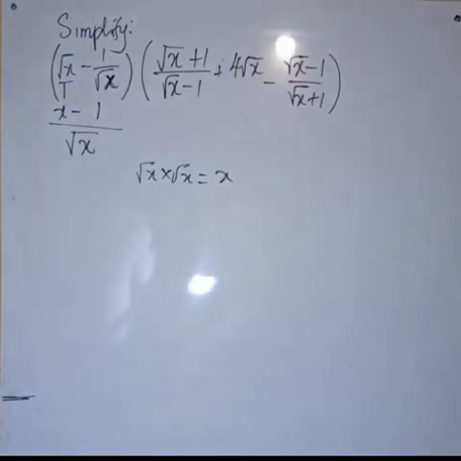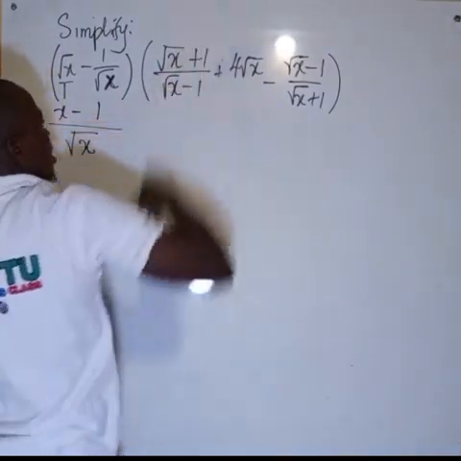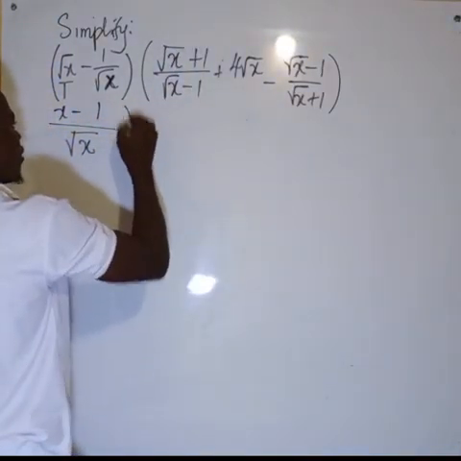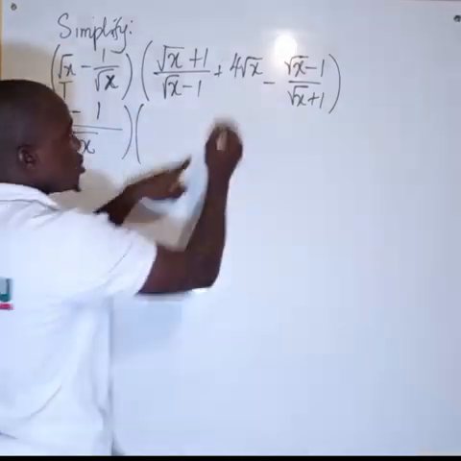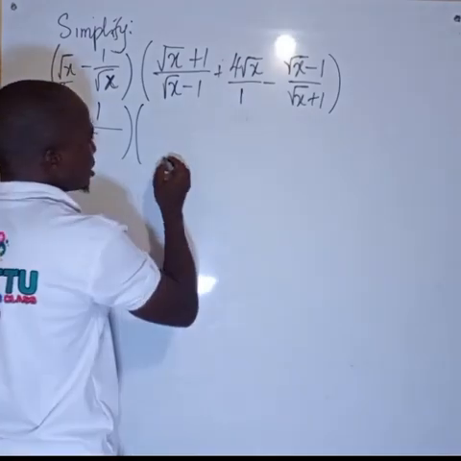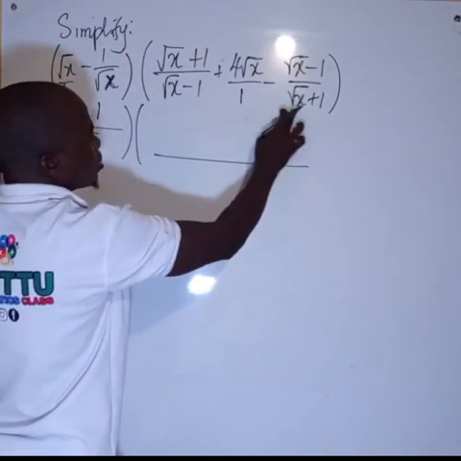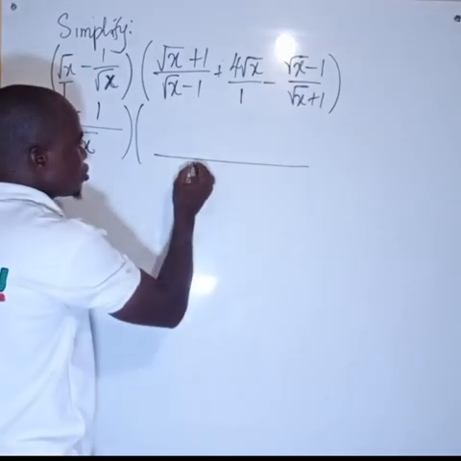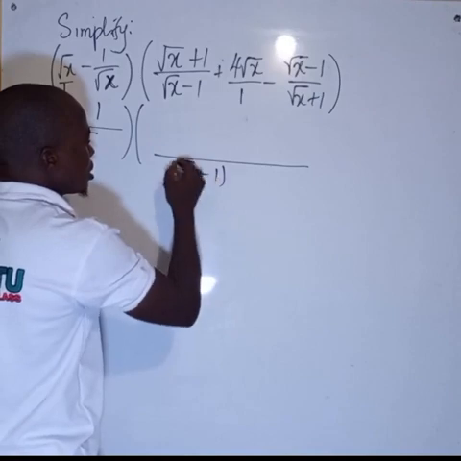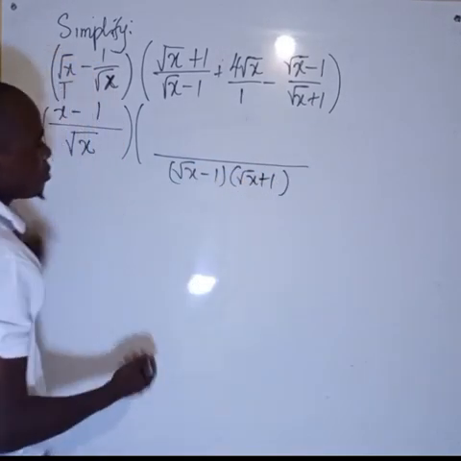From there, we write the second one also as a single fraction. I'm going to have this one in the middle, and I can rewrite it as over 1. Then I take root x minus 1 and root x plus 1, their product is our LCM. It's going to be root x minus 1, then root x plus 1. So now what am I going to do?